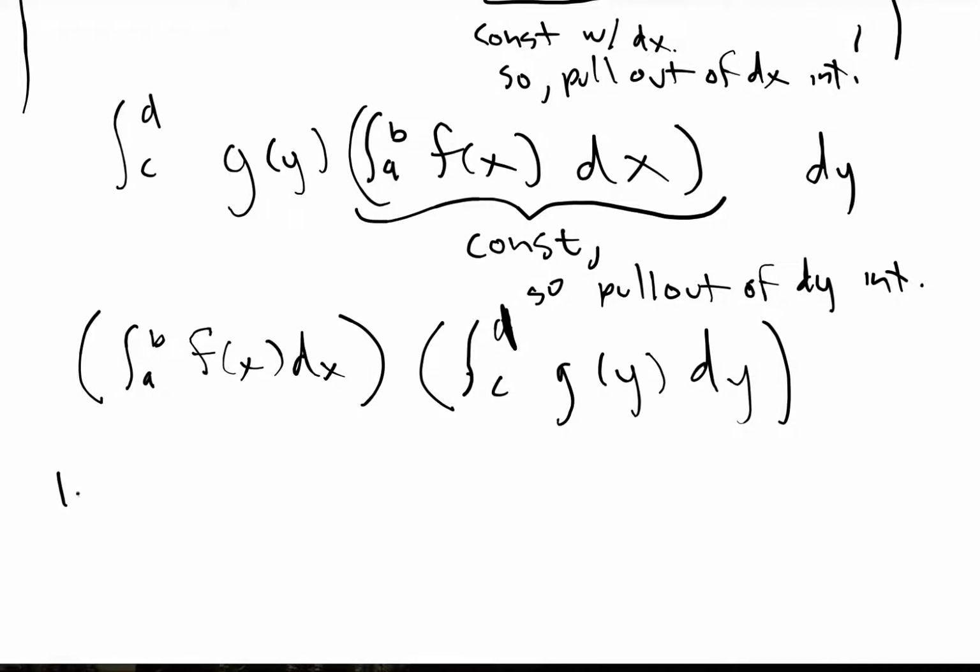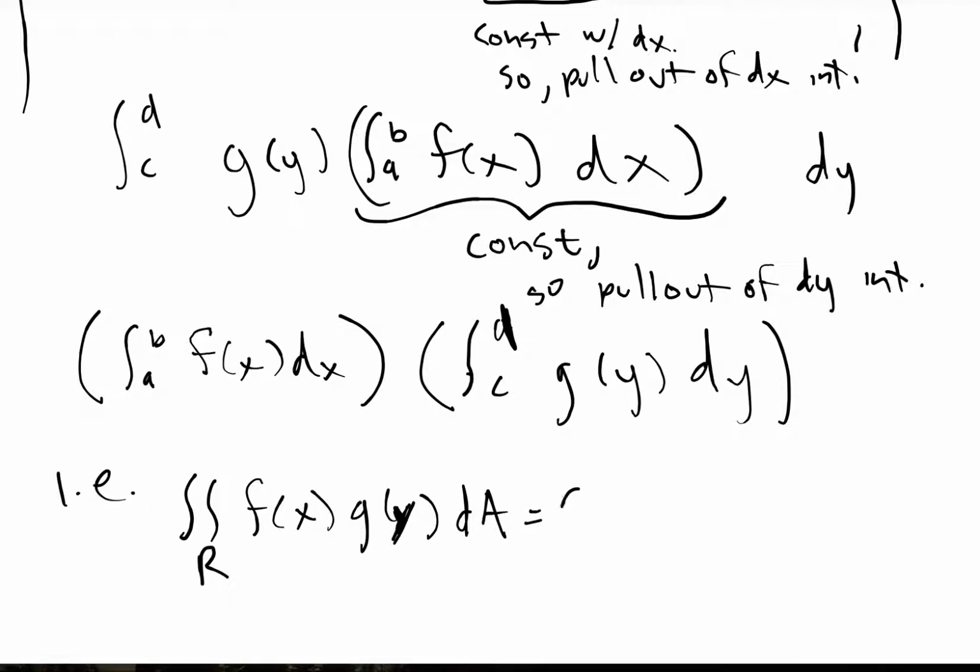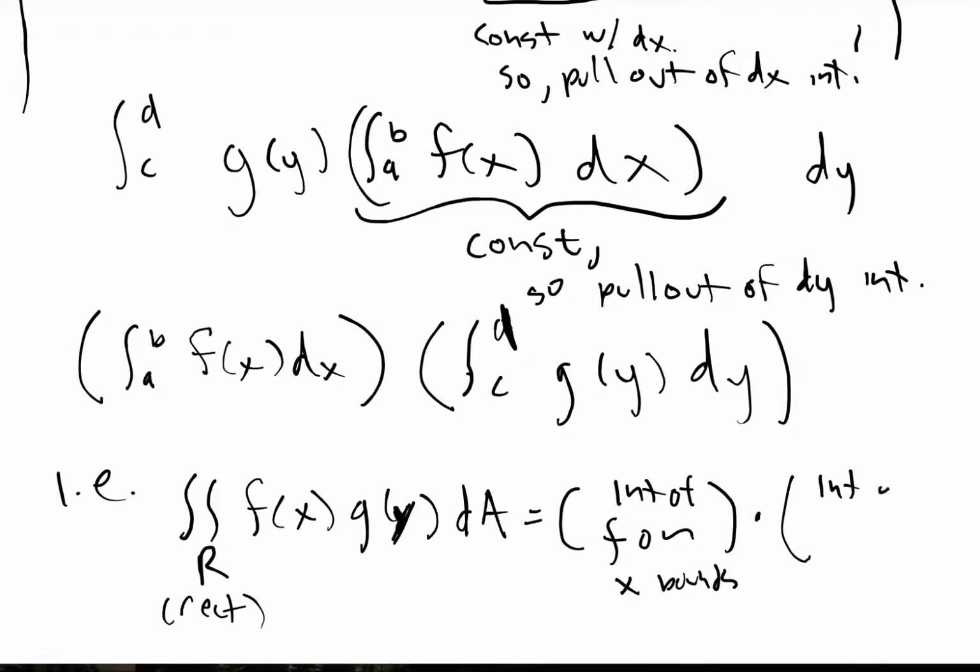Okay, so in other words, if I wanted to break this down and give you a rule that didn't bother showing all of the work: if I have f of x, g of y, if I can split my function into a product of a function of x and a function of y, then, if R is a rectangle, I can set this up as my integral of f on my x bounds times my integral of g on my y bounds. Okay, that's what this trick is letting me do.